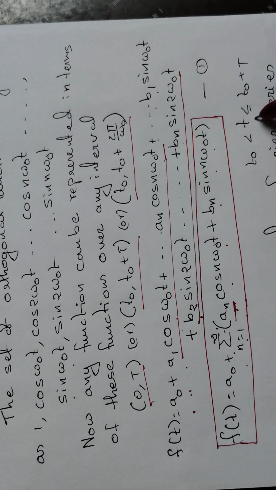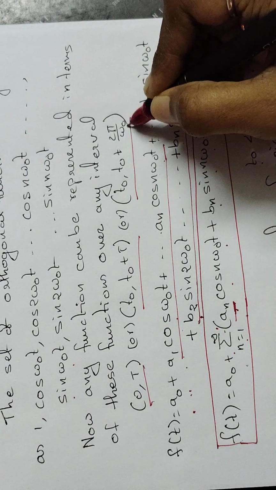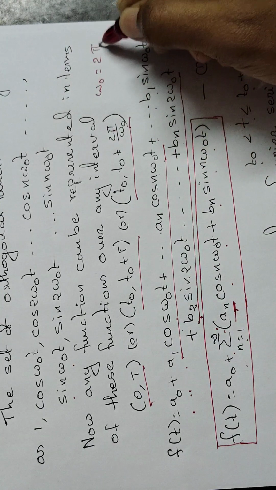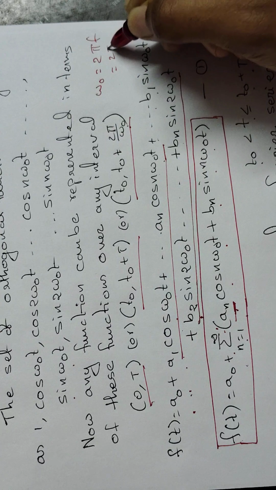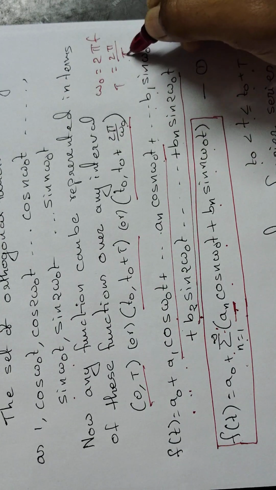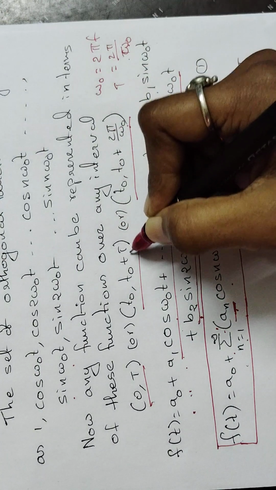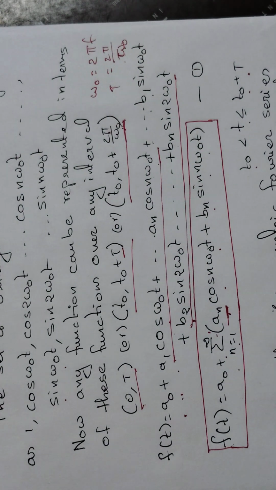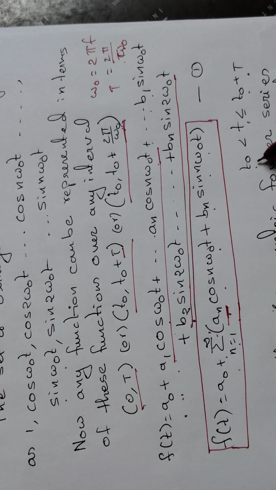Here the t limits are what? t naught to t naught plus T. How do we get 2 pi by omega naught? Here omega naught is equal to 2 pi f, that is nothing but 2 pi by T. Right? T is equal to what? 2 pi by omega naught. So in place of T, you can represent 2 pi by omega naught. Now here I am taking the limits as t naught to t naught plus T.